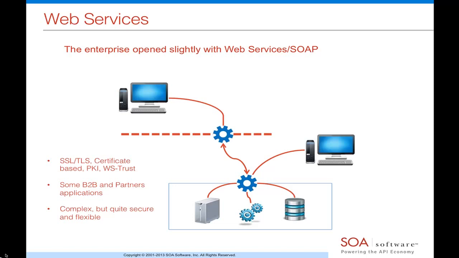It was based on SSL and TLS, it was certificate based, PKI based, and there were standards like WS-Security and WS-Trust. But these standards were extremely complex. They were heavyweight. It required a lot of processing both at the server side as well as the client side. And it was not easy to set these up, but they were quite secure and quite flexible also.